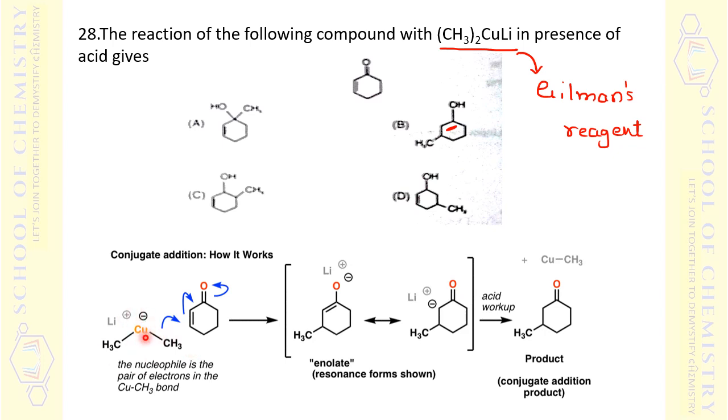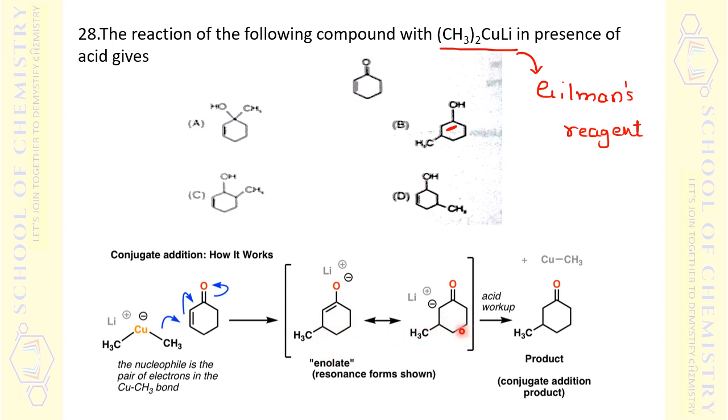First, this reagent is attacking, the CH3 will be attached as CH3 minus, a nucleophilic addition to this position, right? Then the double bond will be shifted to this position, and this double bond will move towards oxygen, and here this will be O minus, and Li plus will stabilize it. So you will get the enolate. This enolate is resonance stabilized, right?